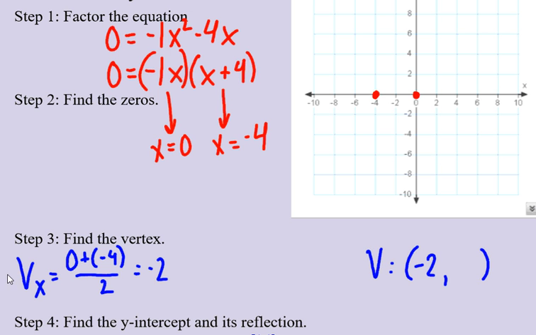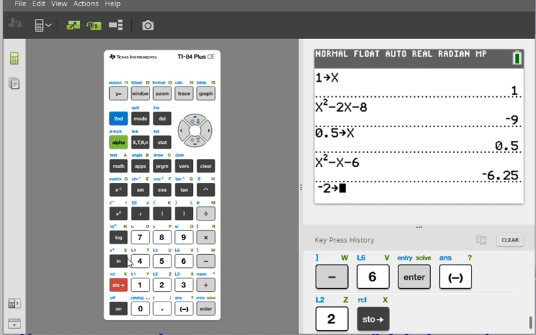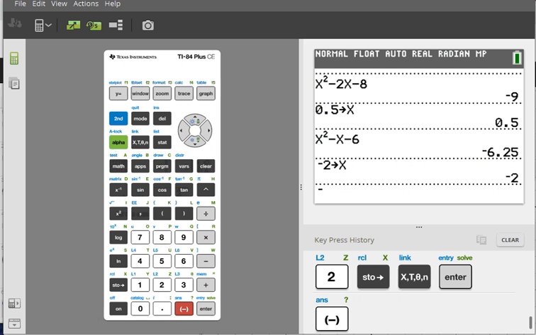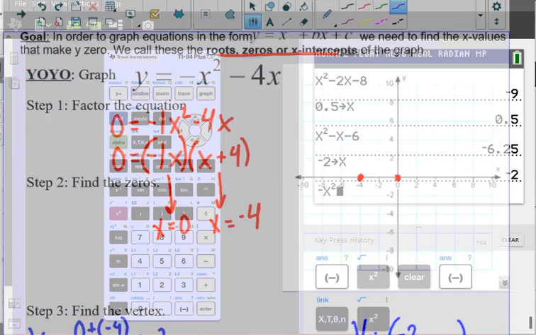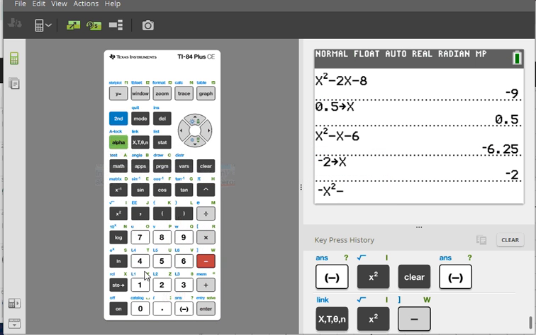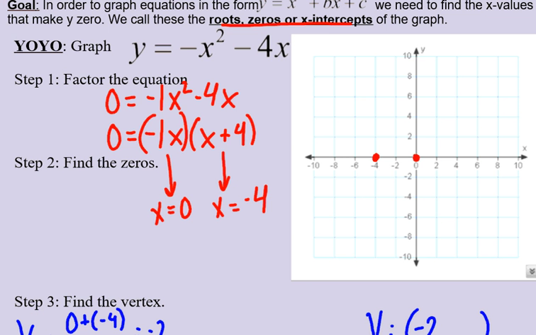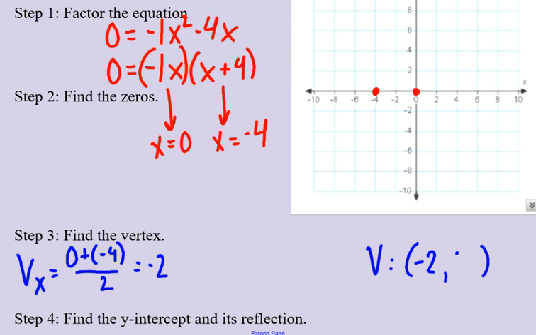Well, if you put -2 in for x in your equation, let's use the calculator just to show one more time how to do that. -2, store it for x, then type your equation in. Our equation was -x squared, subtract 4x. And it already knows the x coordinate is -2. Tell me it's +4. So the vertex is (-2, 4), right there.